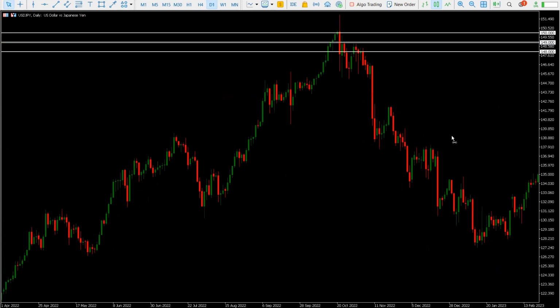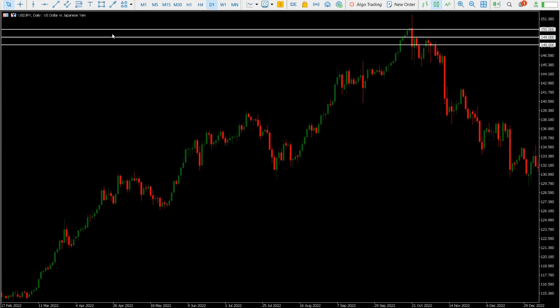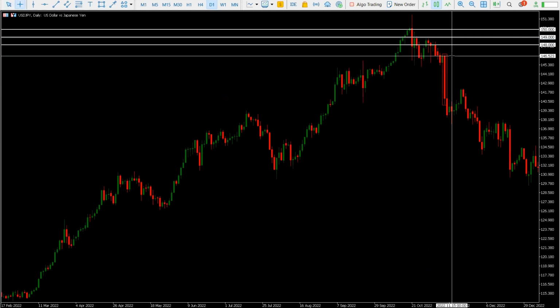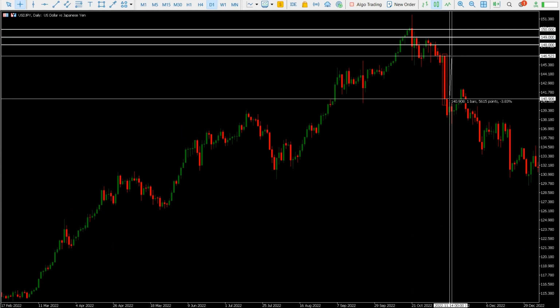2022. Yeah. So can you guys see this candle? This one. That was 1 day. Right? That was 1 day of move. That was 561 pips. 5,650 points. So that's a Forex intervention that the BOJ have done last year.